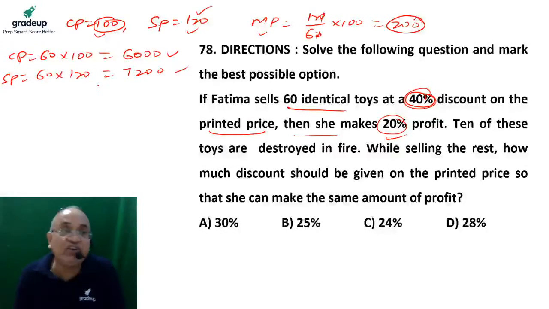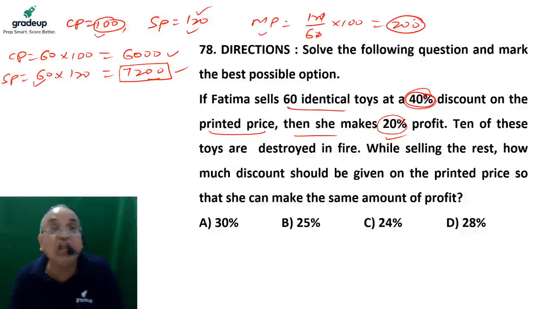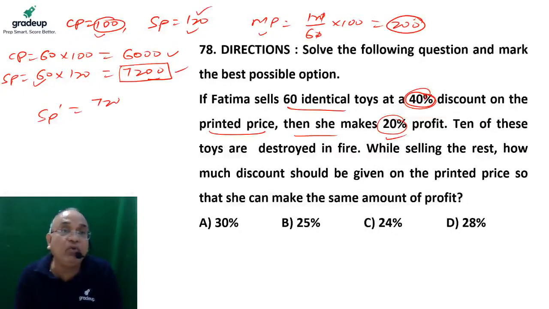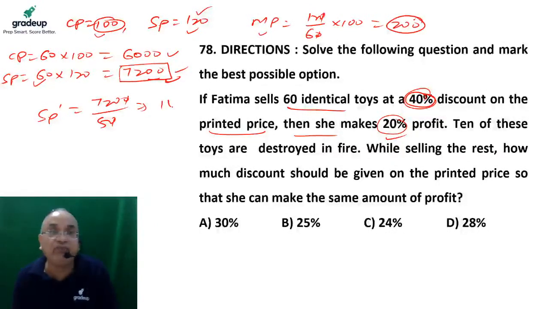Because 10 toys get destroyed, only 50 toys are left. But she wants to make the same profit. It means she wants to collect 7,200, but not by selling 60 toys, now by selling only 50 toys because 10 got destroyed. So the new selling price of every toy, 7,200 we want to collect from 50 toys, then the selling price of each toy must be 144 rupees. Rather than 120, now we have to sell every one at the rate of 144.